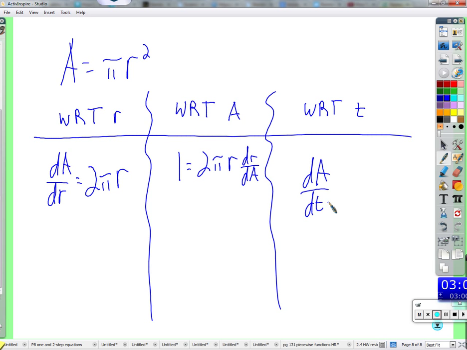So this derivative right here is kind of like, how many area units are we getting per second, right? You're getting 1 square inch per second, 2 square inches per second, 1.5 square inches per second. That's what this is telling us. That is the change in area with respect to the change in time. Right? 2 pi r dr over dt.